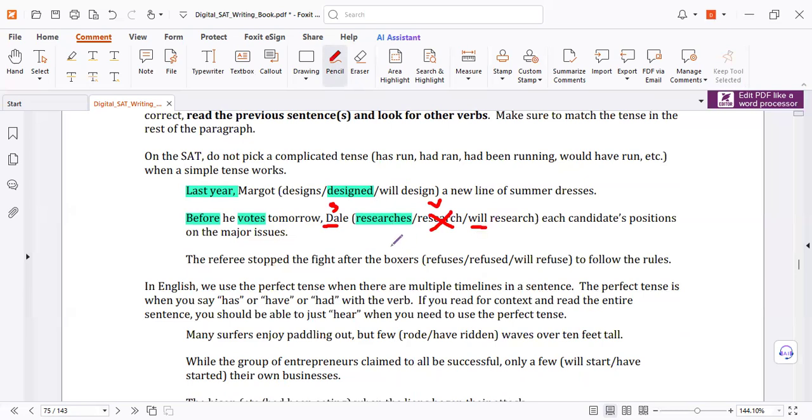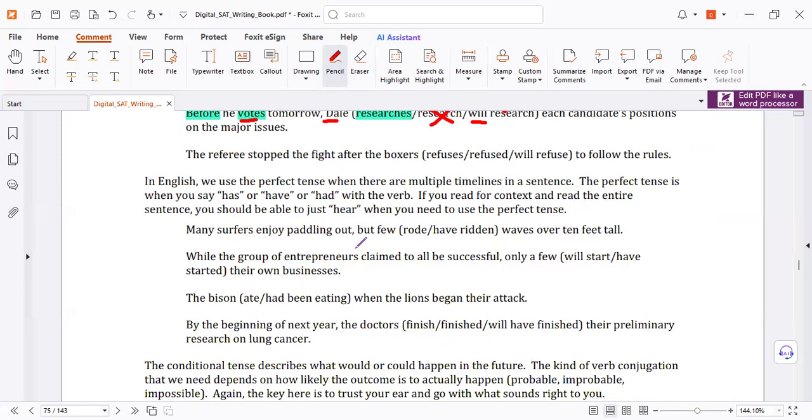Is it future? Before he votes, he will research. Yeah, so here it's future. It's before he votes. How before voting? After he votes, he can research, because in the future it's a second action, not the first, right? Yes. Okay. So that's why. Now let's check. Of course, some notes will help you to know. But now let's try this one.